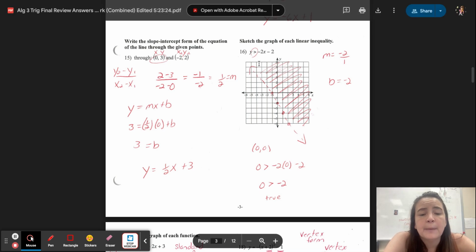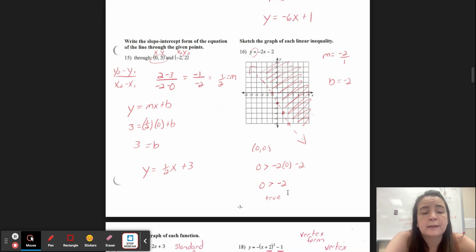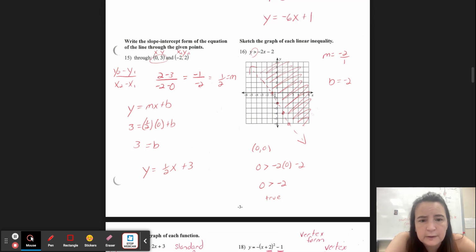Then I'm going to plug it into my equation, and I'm going to see how it ends up, and see if it's a true or false statement. In this case, it happened to be true. What that means is this point works. 0, 0 works. That means any of the points on the same side of 0, 0 work. So I shade in this section.